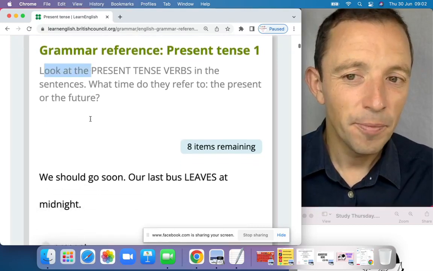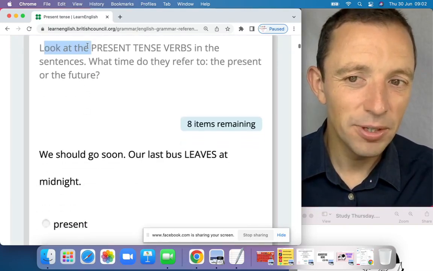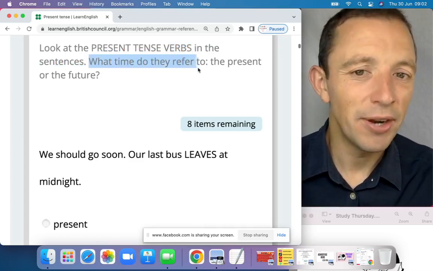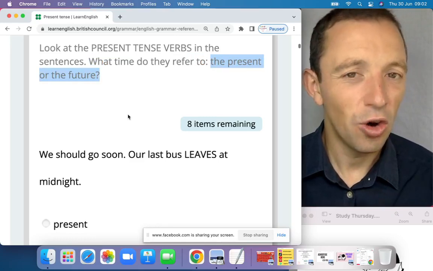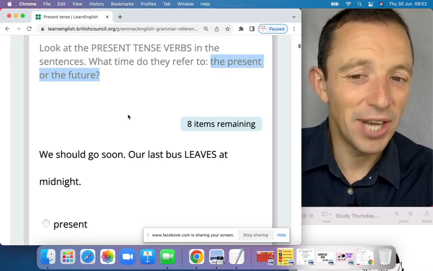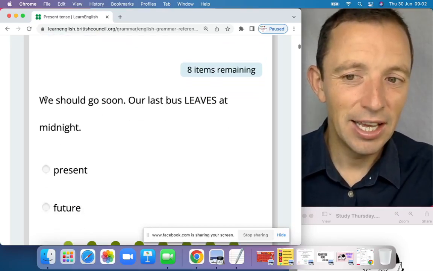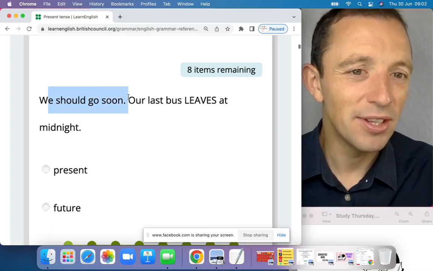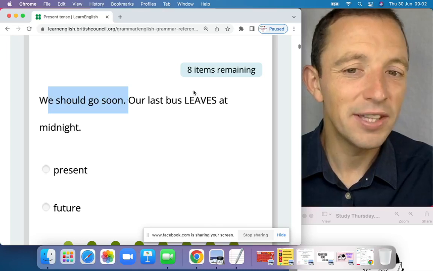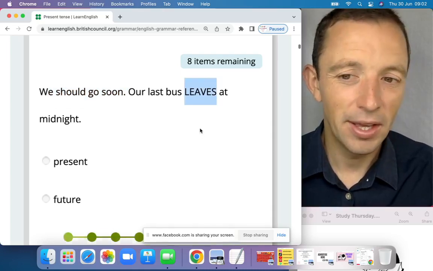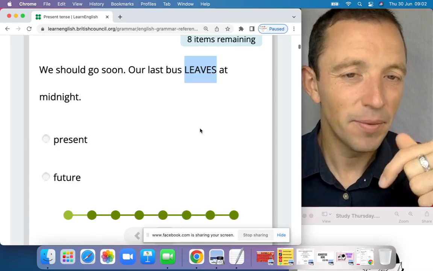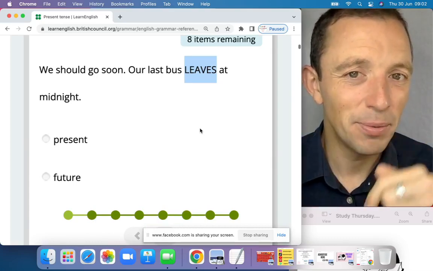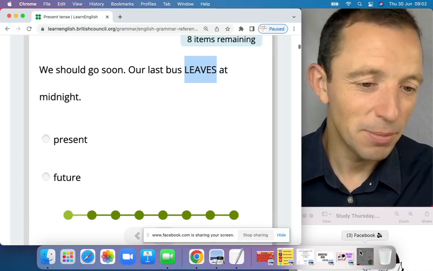Look at the present tense verbs in the sentences, and what time do they refer to, the present or the future? So this is a very good exercise. In this sentence, are we speaking about the present or are we speaking about the future, specifically with the present form? Okay, and on Facebook, it's a good opportunity for you to put your answer on the Facebook chat, and that's possible to do as well.